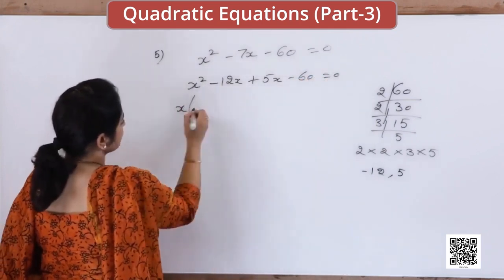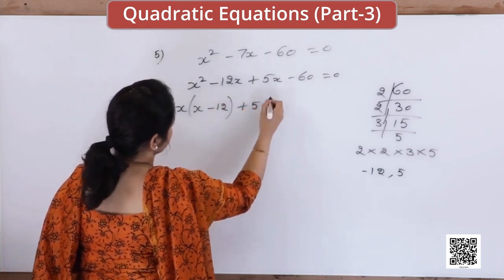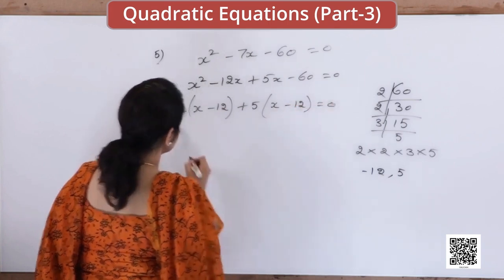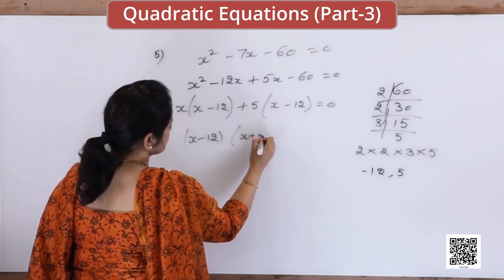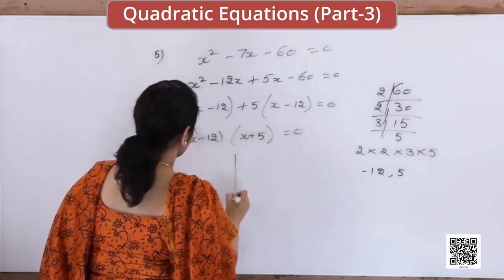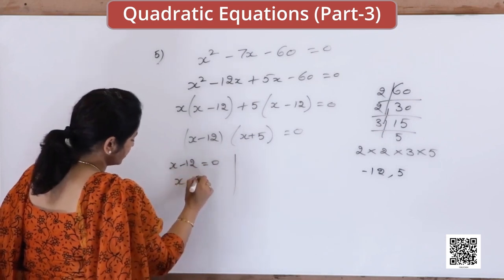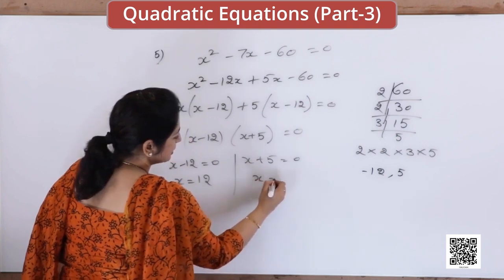X can be taken as common, x minus 12, and in the next bracket we will have x plus 5, equals to 0. x minus 12 multiplied by x plus 5 is equal to 0. Now if x minus 12 is 0, the value of x will be 12. Similarly here, the value of x will be minus 5.